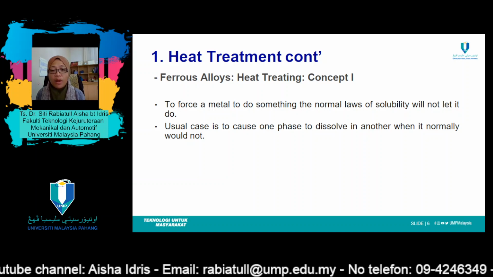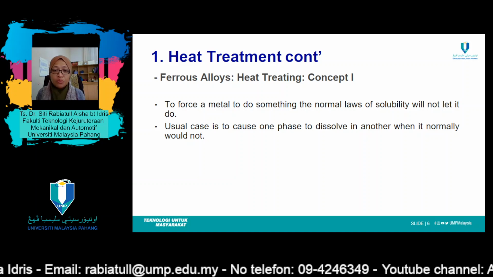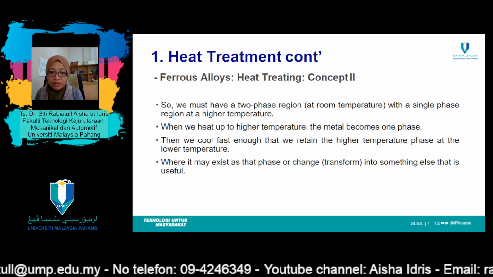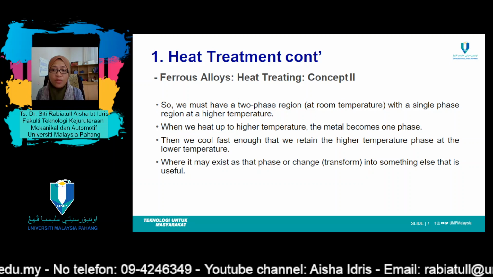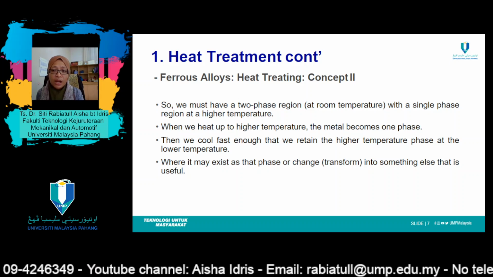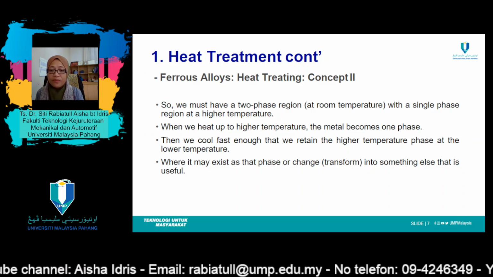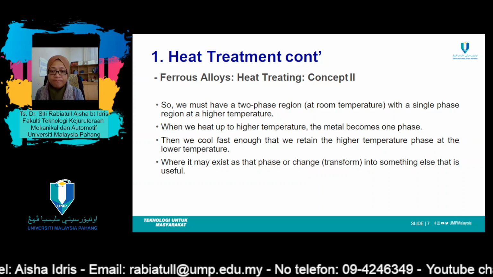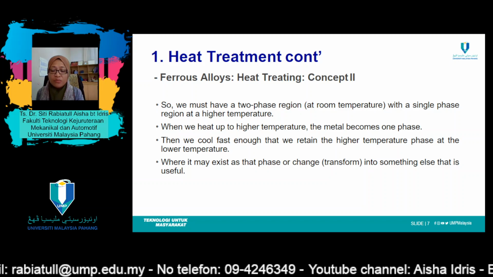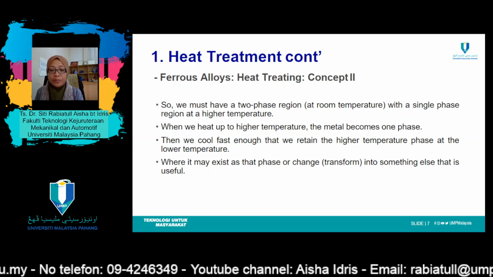So if you look at the concept for heat treating the ferrous alloys, number one, is to force a metal to do something the normal loss of solubility will not let it do. Number two, the usual case is to cause one phase to dissolve in another when it normally will not. So we must have a two-phase region with a single phase region at a high temperature. When we heat up to a higher temperature, the metal becomes one phase. Then when we cool fast enough, or at a faster rate, we retain the high temperature phase at lower temperature, where it may exist as that phase or transform into something else that is very useful to the design or to the final product.